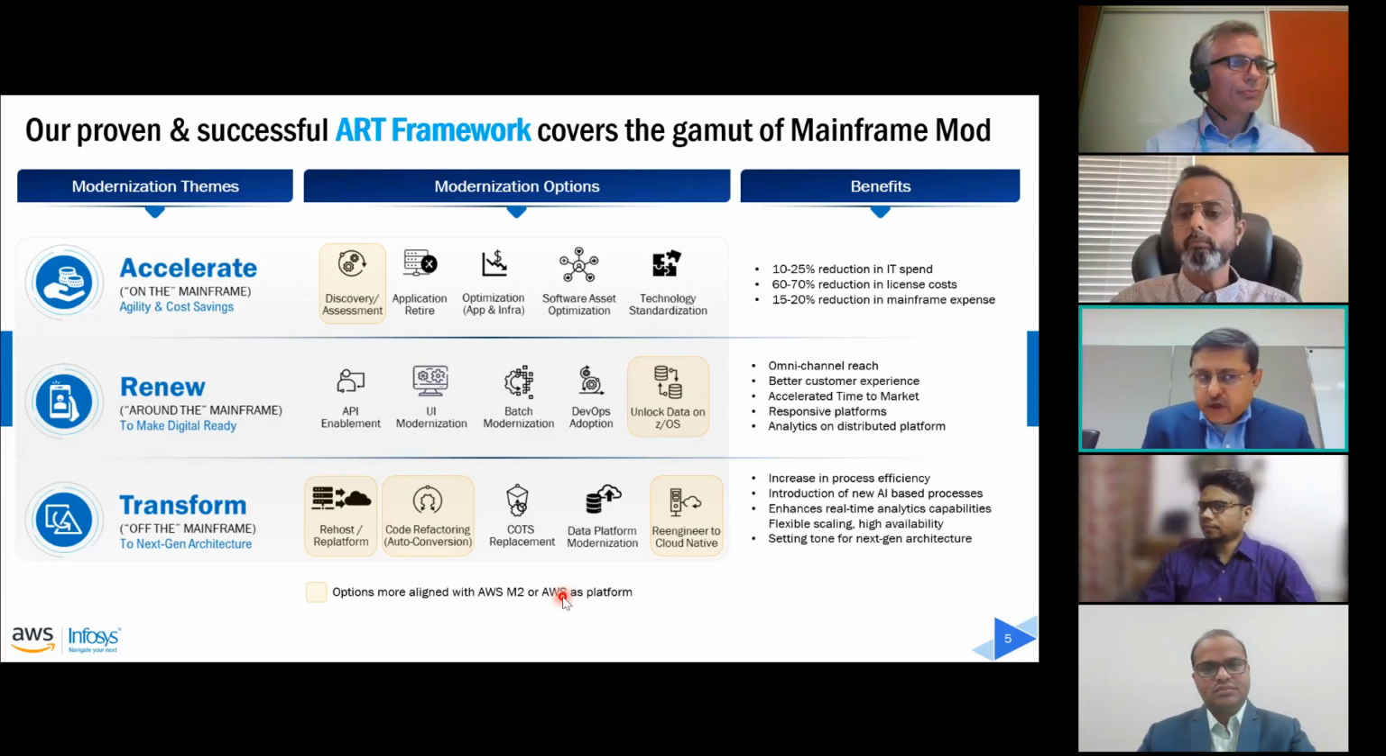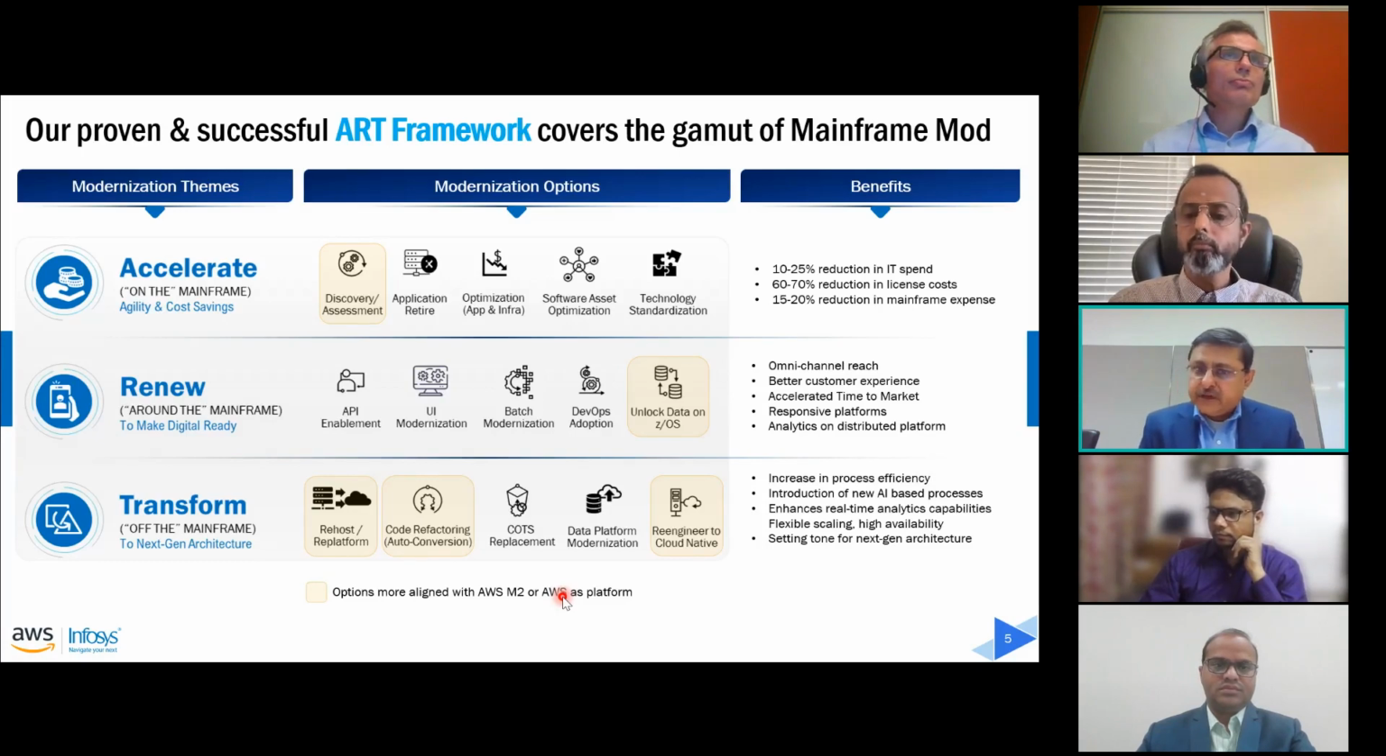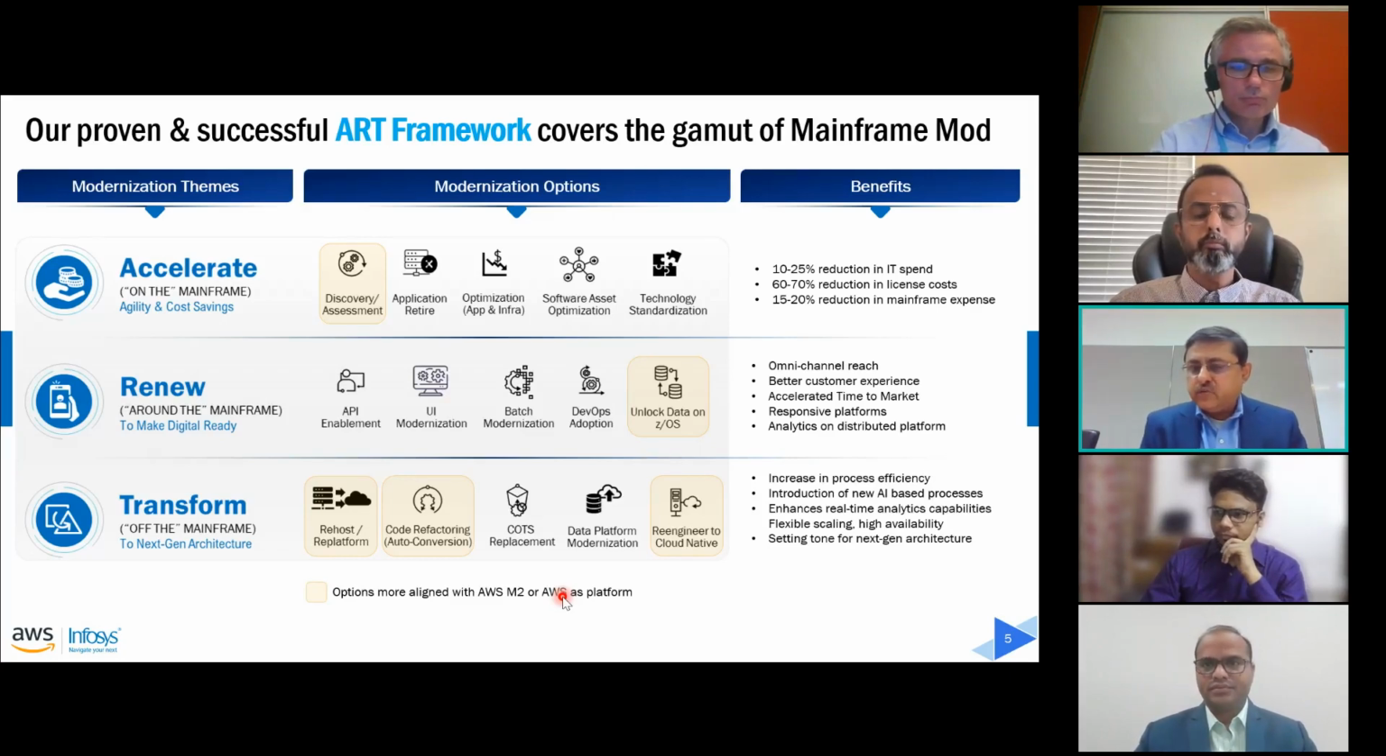Now, if you see the yellow boxes, those are the options we wanted to highlight, which has the M2 platform of AWS that we leverage for those. So, for example, for discovery assessment, AWS M2 has discovery tools. For unlocking data, AWS M2 has options where you can move the data out, and they have got Micro Focus under their M2. They have got BluAge. And then again, we have their extraction of rules, all of that. So those are the ones where we have a play of AWS M2.